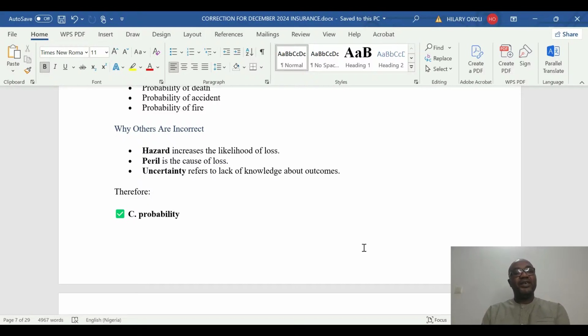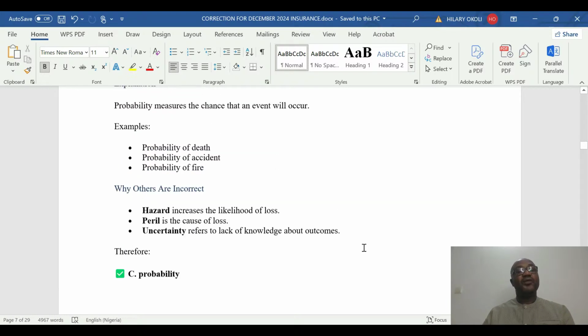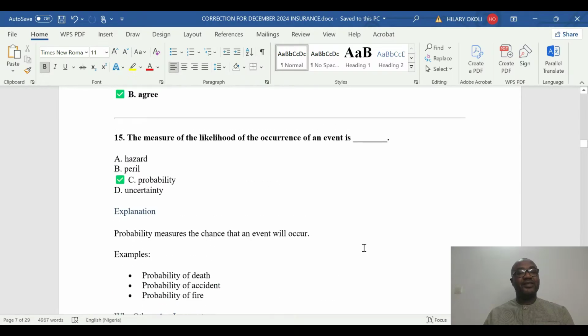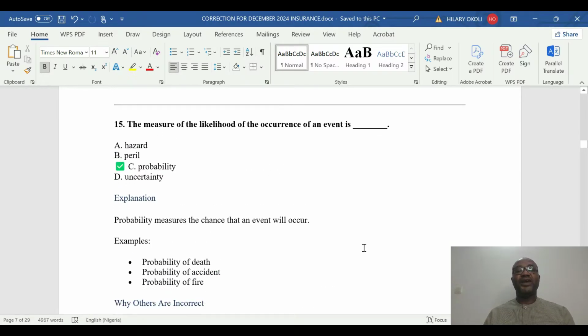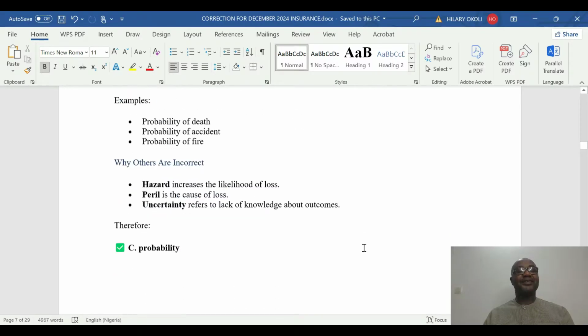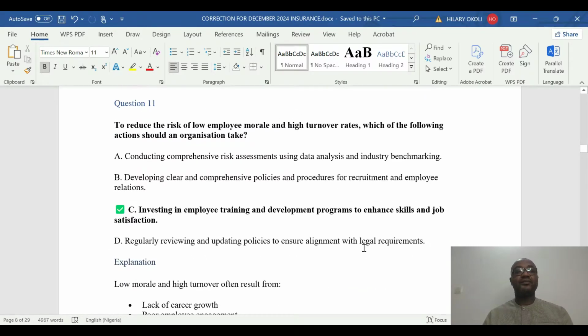Peril is the cause of loss itself. Uncertainty refers to lack of knowledge about outcome. I don't know what will happen. That's uncertainty. So the question being asked here simply says the measure of the likelihood of the occurrence of an event is called probability. C is the answer.